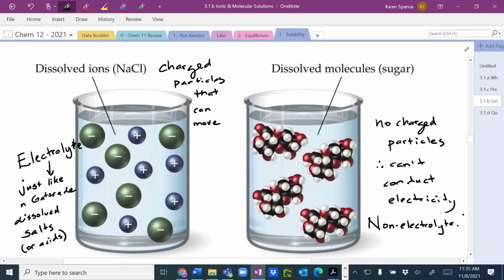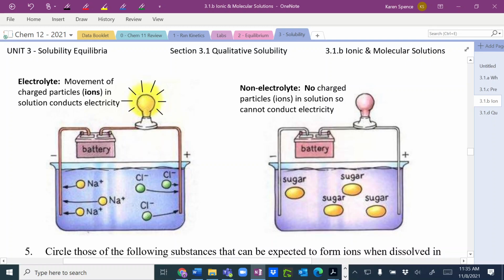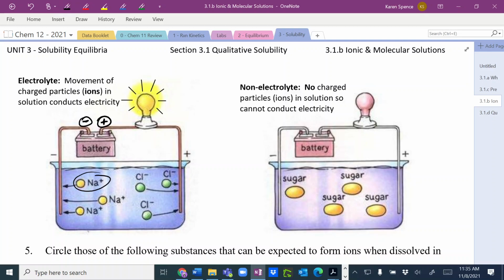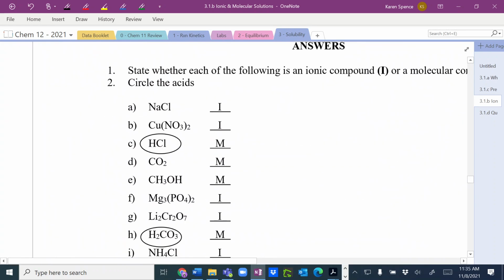Okay. And if we look on our next page, you can actually see the particles move. If we have our battery here, and if this is the negative terminal of the battery, and this is the positive terminal of the battery, you can see that the positive sodium ions, where are they moving? Towards the negative, and the negative ions are moving towards the positive. And the sugar just sits there and does nothing because it has no charge, so it's not attracted to the positive and negative. So you can then do these questions on electrolytes, and then we're on to the answers.